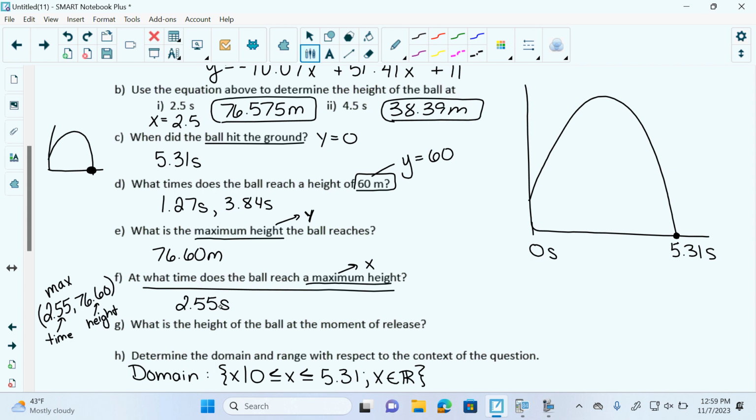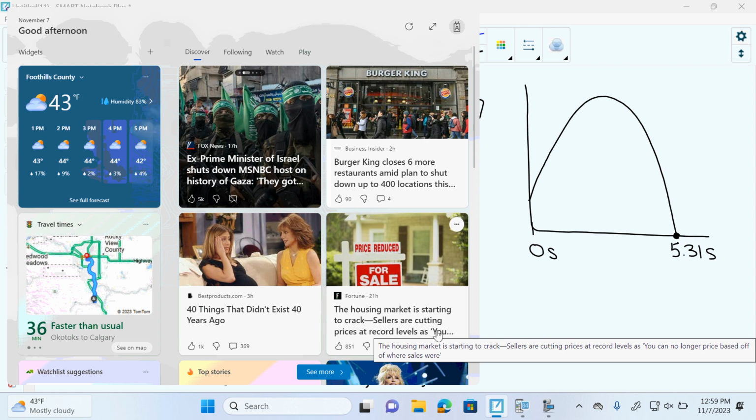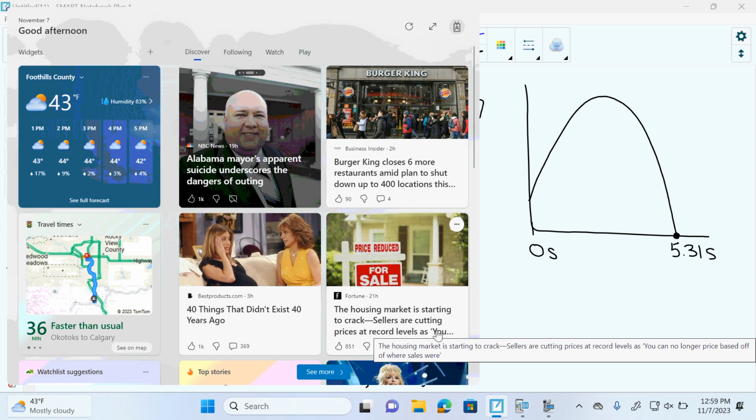This one says, what is the height of the ball at the moment of release? What is moment of release a fancy way of saying? 0 seconds. That time is 0, right? Moment of release is, I haven't started. Now it starts. Like the moment I let go of it, time starts. This would be 0.